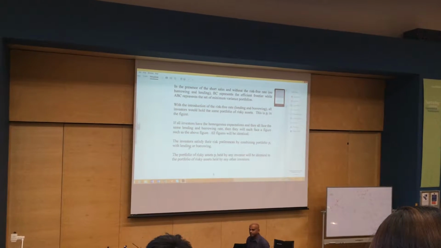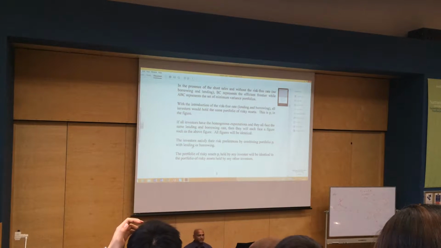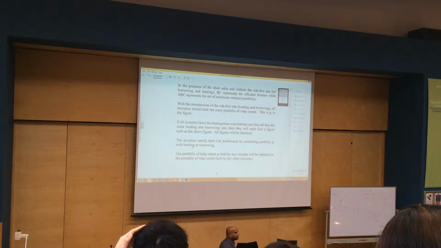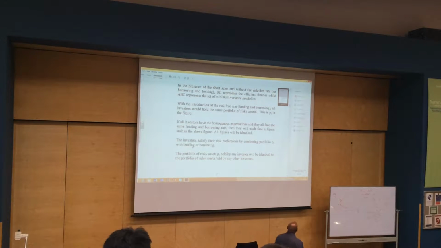Everybody okay? I know this is confusing. This is one of the most confusing parts of the course. But I told you we'll pick up rhythm as time goes on. Right.